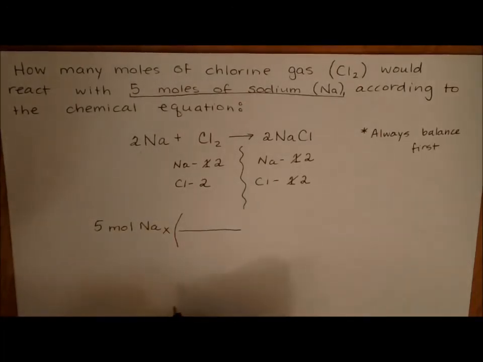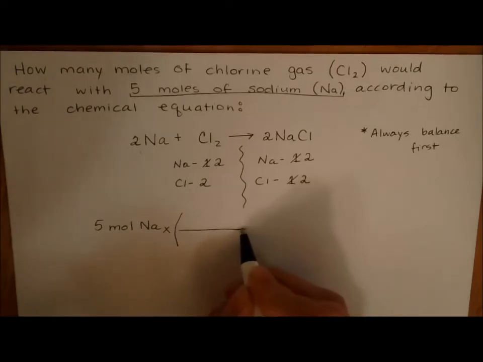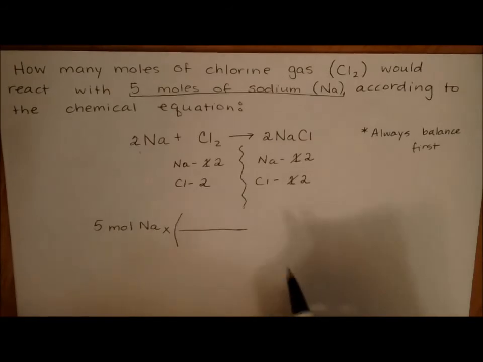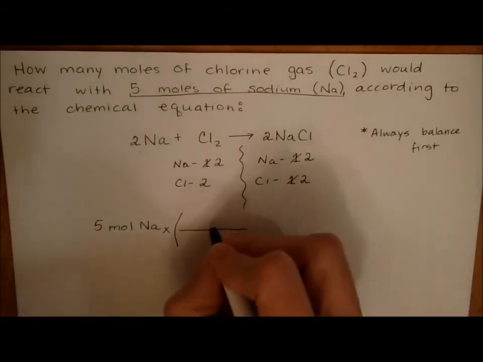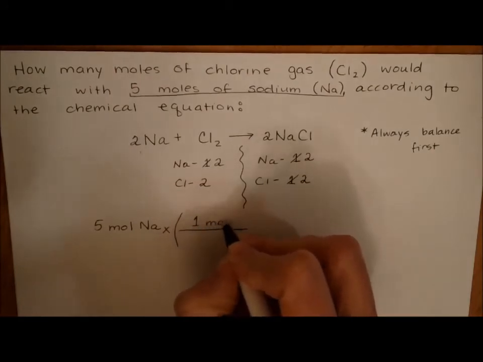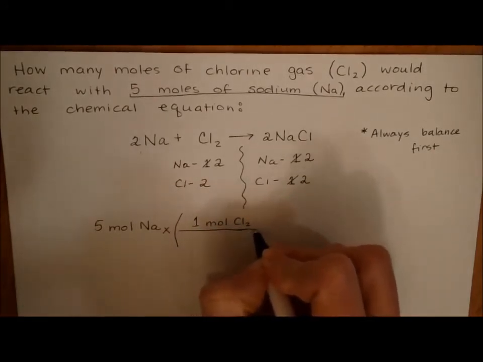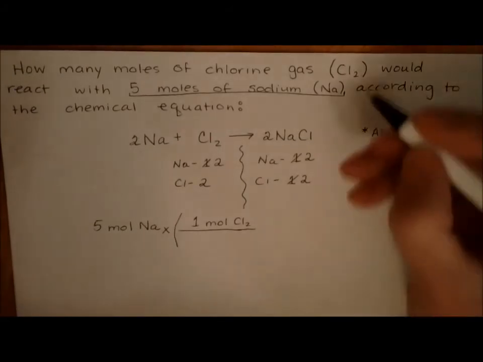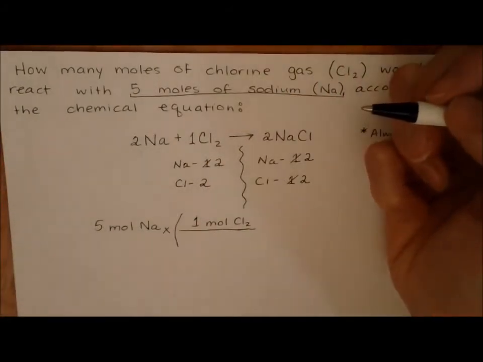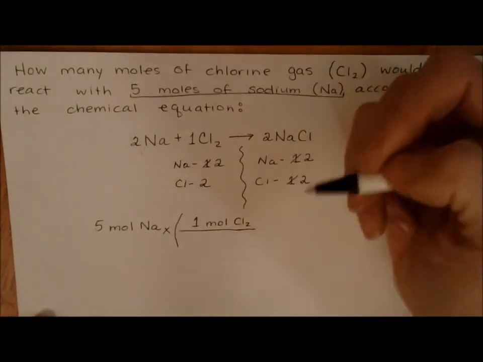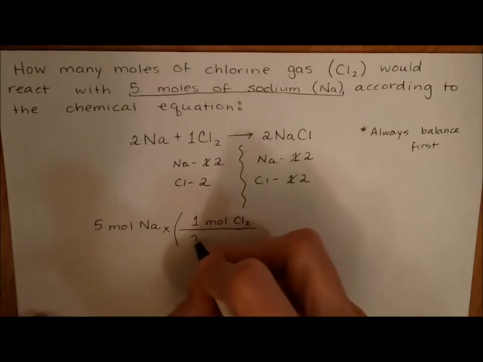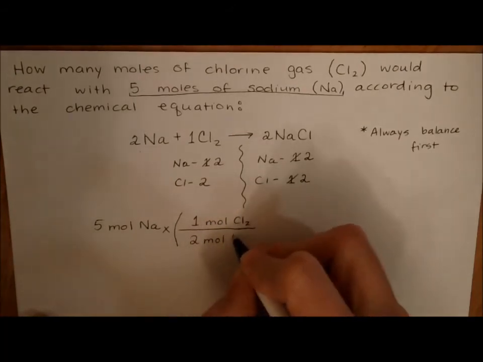And so, as with all of our conversions, we want our old units to cancel and we want to get the new units. In this case, I want to figure out the moles of chlorine. So I'm going to put my 1 mole Cl2 up here. If you've forgotten, remember that the absence of a coefficient up here means that's a 1. So 1 mole of Cl2 reacts with every 2 moles of sodium.